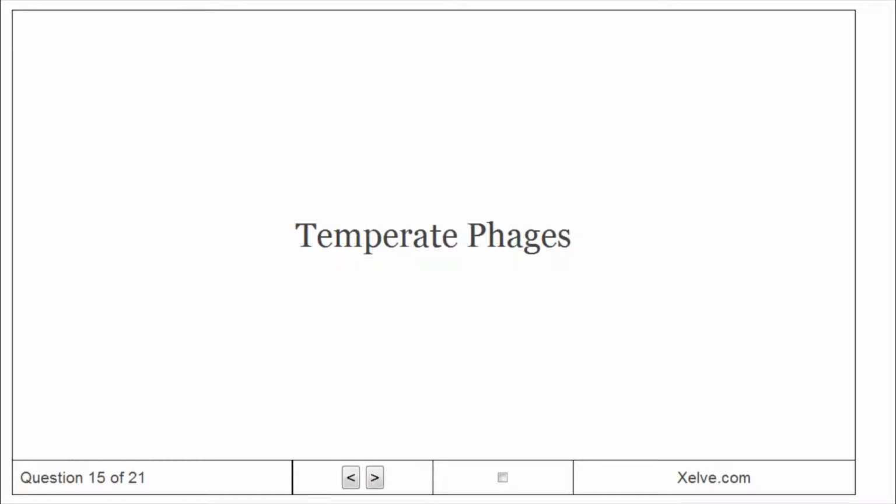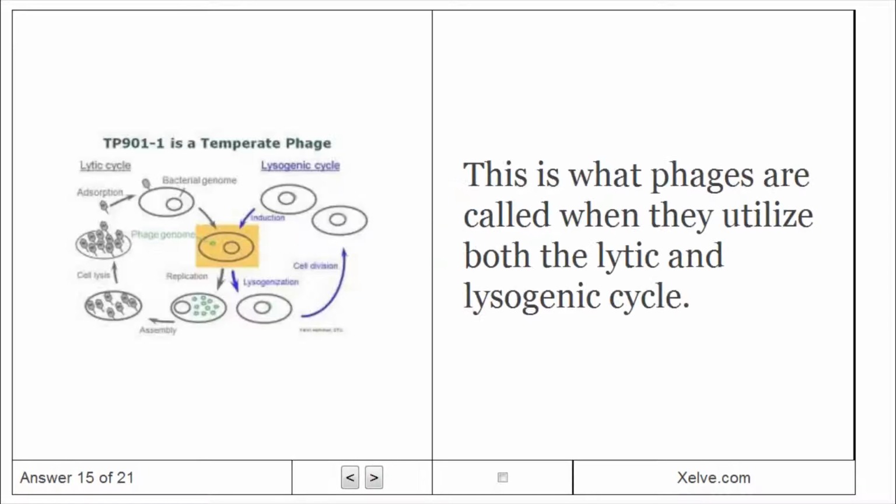Temperate phages. This is what phages are called when they utilize both the lytic and lysogenic cycle.